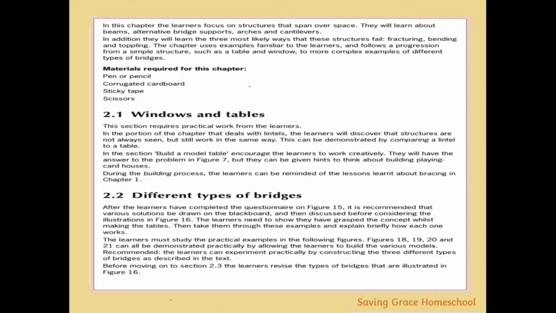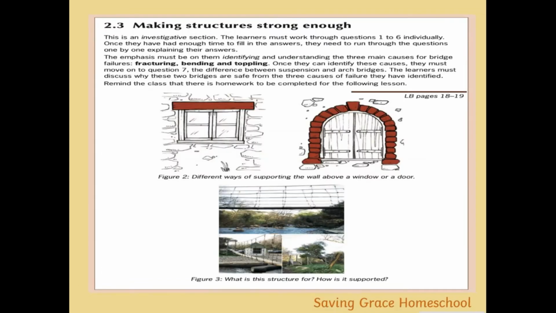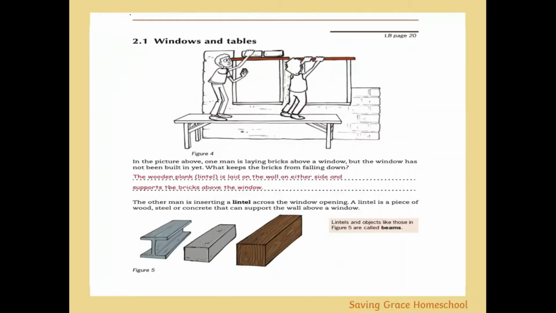base. So these include beams, bridges, arches, window supports, all of the above. We also focus on how we design these structures to make them strong enough to stop them from fracturing, bending, or toppling. Cool. So you want to start with the first one, bridges and tables. Bridges and tables are very similar objects when you look into building them.